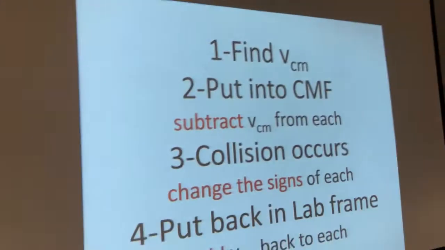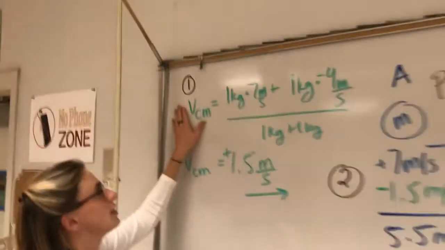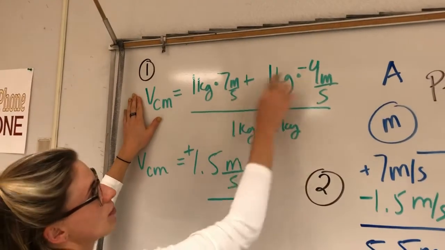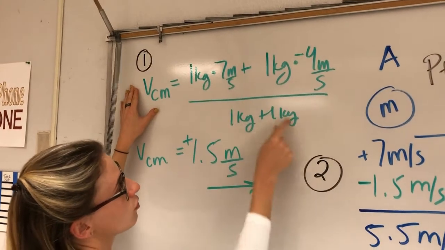Now the first step: you have to find the velocity of the center of mass. That is right here. This is our total momentum divided by our total mass.